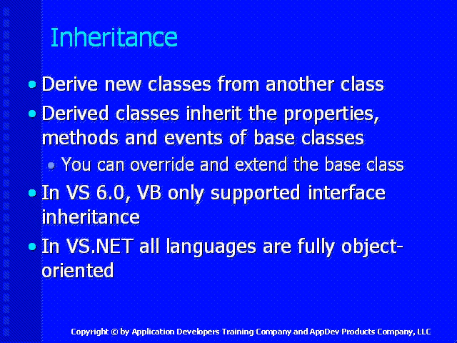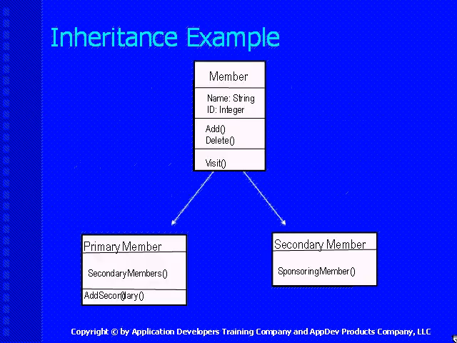Let's take a look at an example of inheritance and how this might work. So what we see here is a member object. This member has a name and an ID number. The two classes that we see at the bottom, primary member and secondary member, are the derived classes. The primary member and secondary member classes will both have this ID value as well as a name. So these are two properties that will also be part of these other two classes. There is also an add and a delete method. The primary and secondary members will also have add and delete. They will also have the visit method. However, primary and secondary member will have their own custom properties and methods.